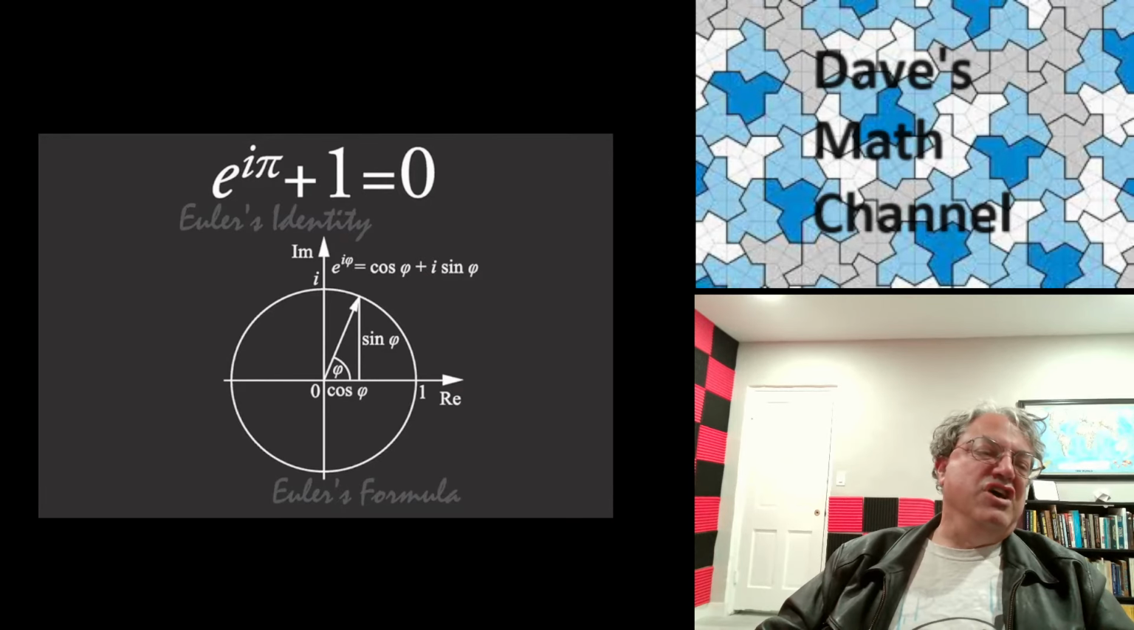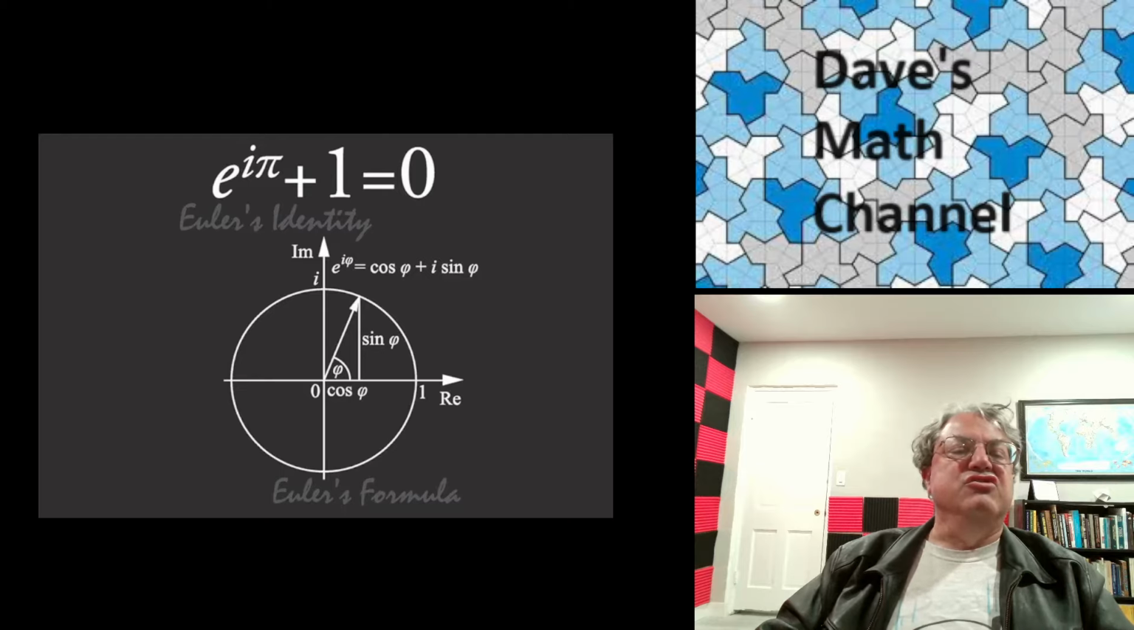I mean, I saw a similar formula to this when I was in high school. It's called de Moivre's formula, but it doesn't involve this e to the i phi. It just says cosine phi plus i sine phi is a nice representation of complex numbers, and it has a lot of nice properties. And then I stumbled across this.